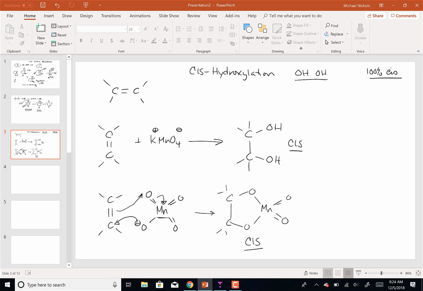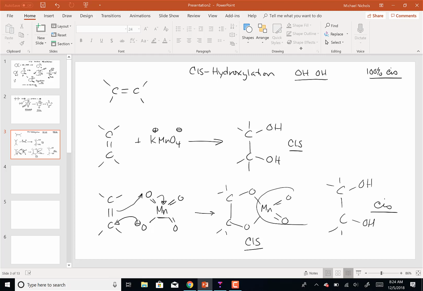And then the sort of inorganic part of the mechanism happens, where the manganese gets removed so that we end up with our 2 OHs now having added cis across the double bond. So this is one of the reagents we can use to do the cis-hydroxylation, to add 2 OHs cis across the double bond: KMnO4.